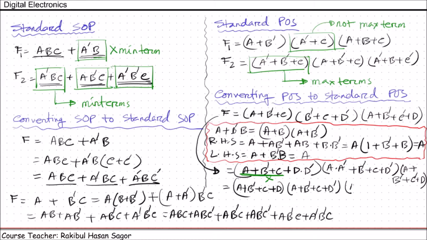Similarly, we can write a plus b prime plus c plus d prime into a prime plus b prime plus c plus d prime. And finally, we have a plus b prime plus c prime plus d. So this is the standard POS form of this POS format.